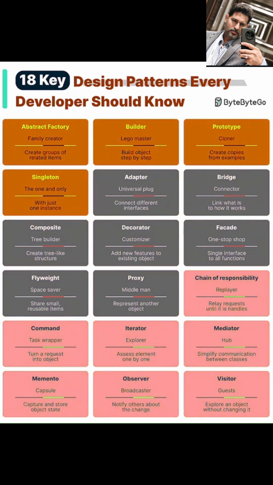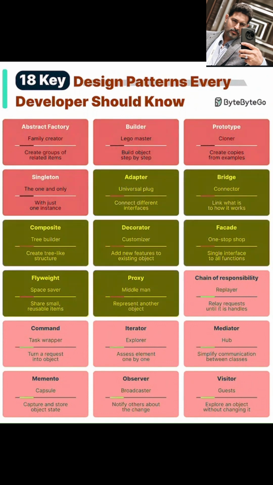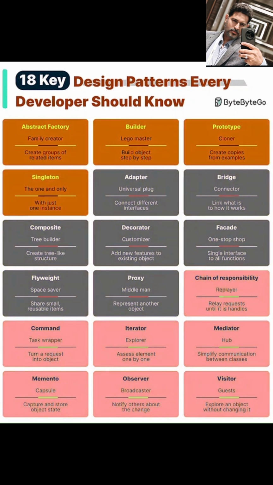This pattern provides a way to access the elements of an aggregate object sequentially without exposing its underlying representation. It's like using a remote control to go through channels on a TV without needing to know how the TV stores those channels. Following that, we have the Mediator, the hub. This pattern defines an object that simplifies communication between classes. Instead of classes talking directly to each other, they communicate through the mediator, reducing dependencies.